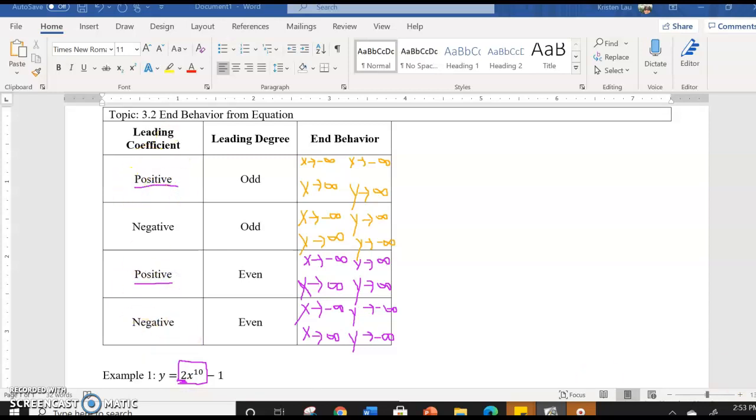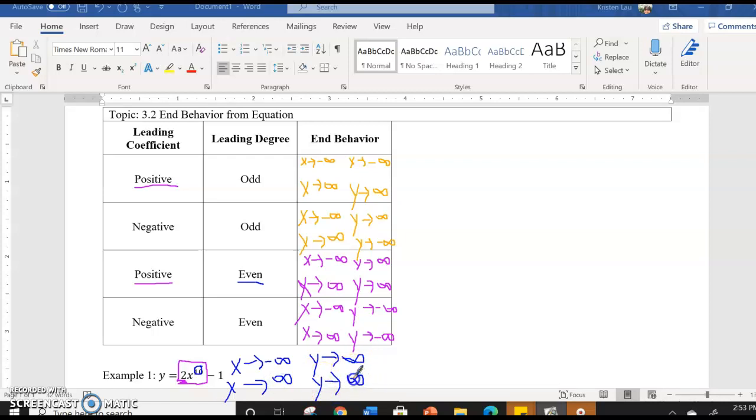So we have two choices to choose from. Okay, now I have to look at my leading degree. This exponent is a positive, it's a 10. That's an even number. So which way are my arrows going to face? Both of my arrows are going to face up. So that means I would say as x approaches negative infinity, y approaches positive infinity. As x approaches positive infinity, y also approaches positive infinity.